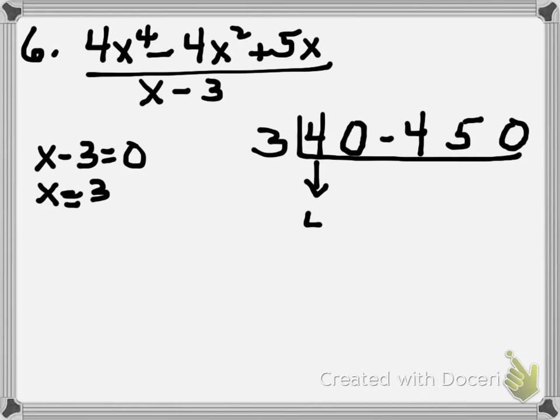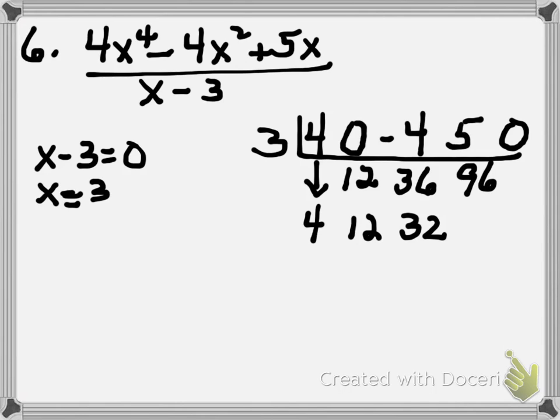Bring down the 4. 4 times 3 is 12. 0 plus 12 is 12. 3 times 12 is 36. 36 and -4 is 32. 32 times 3 is 96. 96 and 5 is 101. 101 times 3 is 303.